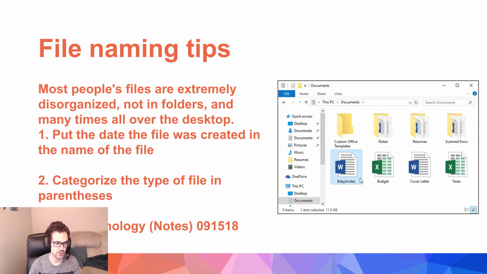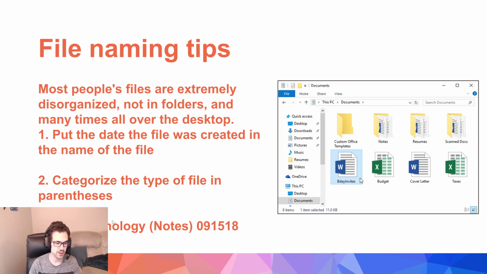So here we have an example at the bottom. If I was going to do it for this class, basic technology or basic computers, whatever you want to call this class, this would be the notes, for instance. Basic technology, and then in parentheses, I'd put notes, and then 09, 15, 18. That would be a date, let's just say. Okay? Not naming like this. This is incorrect. I would never name something like this.